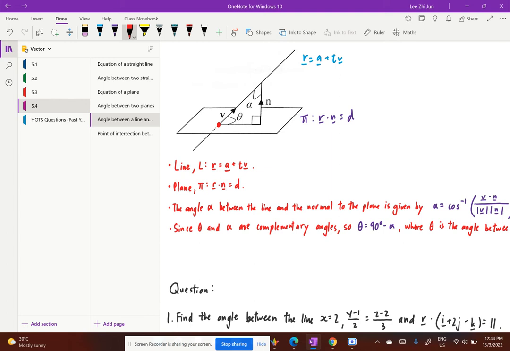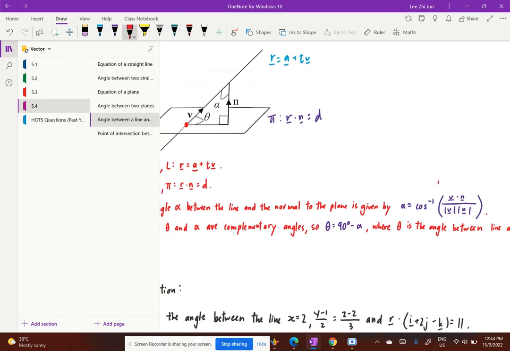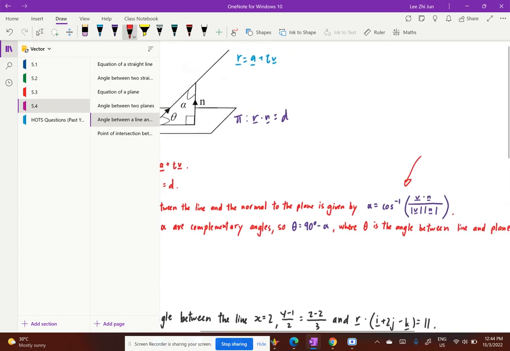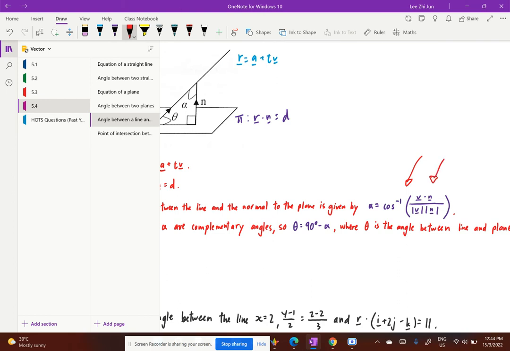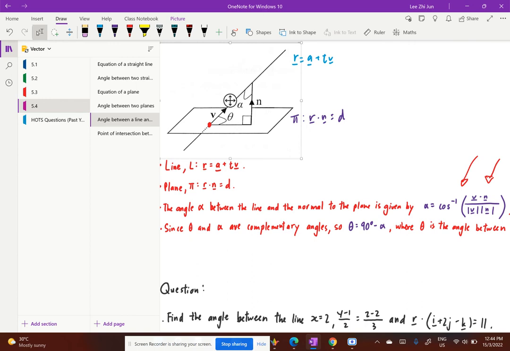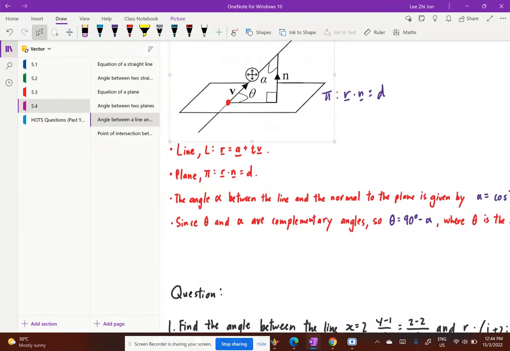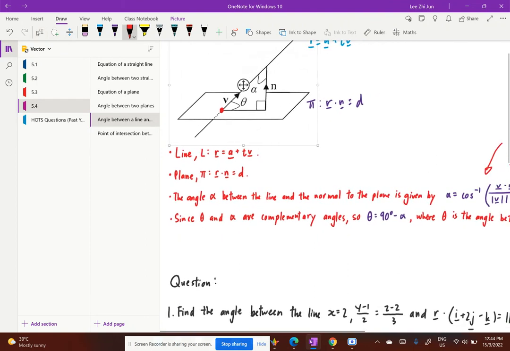So the angle alpha between the line and the normal is given by this. It's the same, I don't want to say more, just this equation always comes out. Okay, since theta and alpha are complementary angles, theta plus alpha will be 90. So to find theta, you just use 90 minus alpha, and we'll get theta.